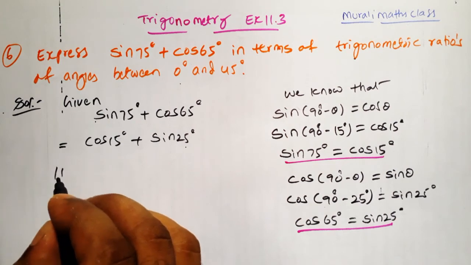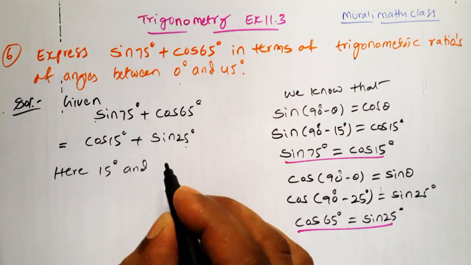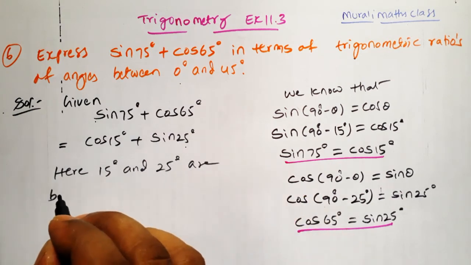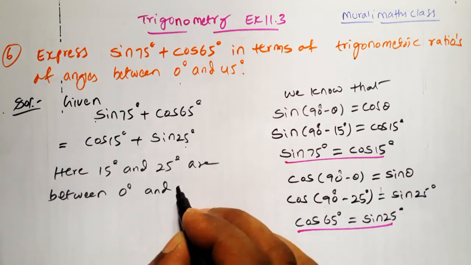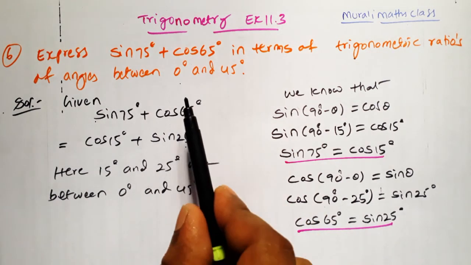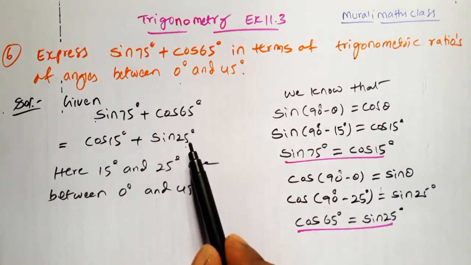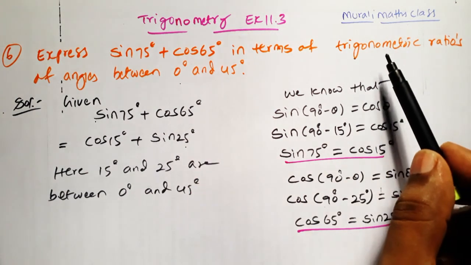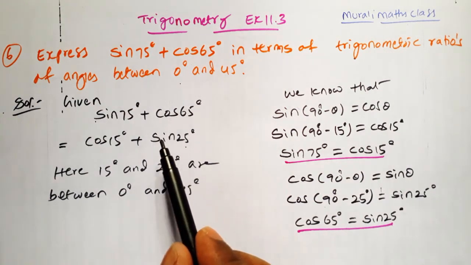So here 15 degrees and 25 degrees are between 0 degrees and 45 degrees. So whatever they said, no, that only we got. They said that angles between 0 to 45, so 15 degrees, 25, in between this only you will get. And they said that we have to get some trigonometric ratio. Yes, sine place we got cos, cos place we got sine.